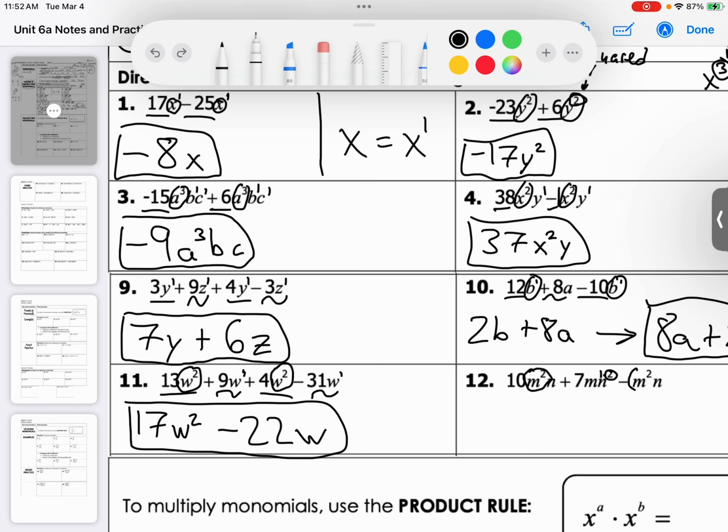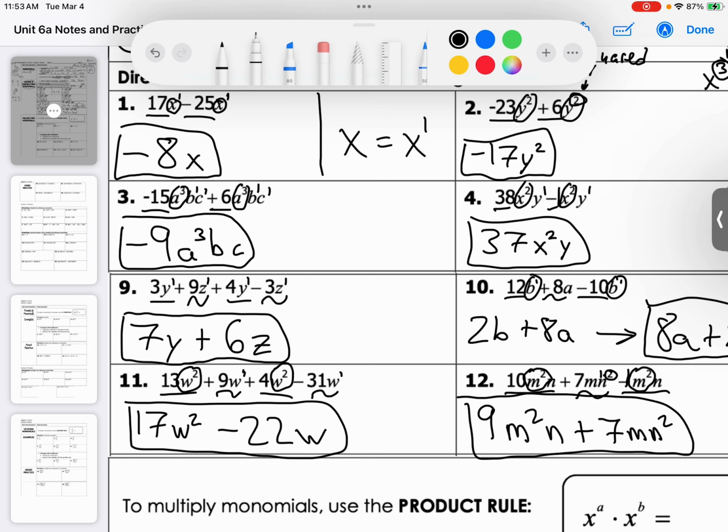However, if we look at the last term, this m squared n, this has the squared on the m as well. So we can't combine all of these terms because even though they do have the same variables and we do have a squared on both of them, that squared is not on the same variable. So the only two that I can combine here are going to be the 10m squared n and this minus m squared n. Remember that minus would be a minus 1. So 10 minus 1 would be 9m squared n, and then I would bring down this plus 7mn squared, which cannot be combined with the others.